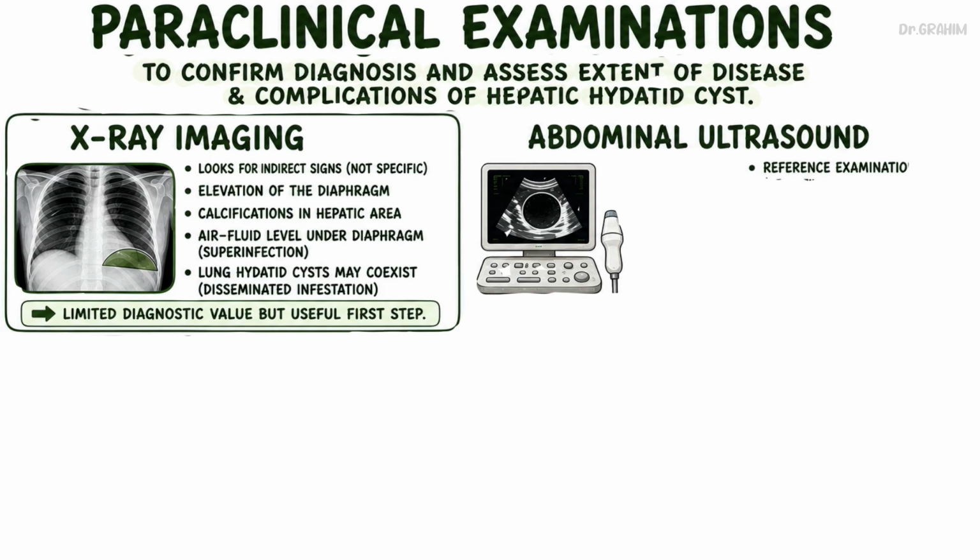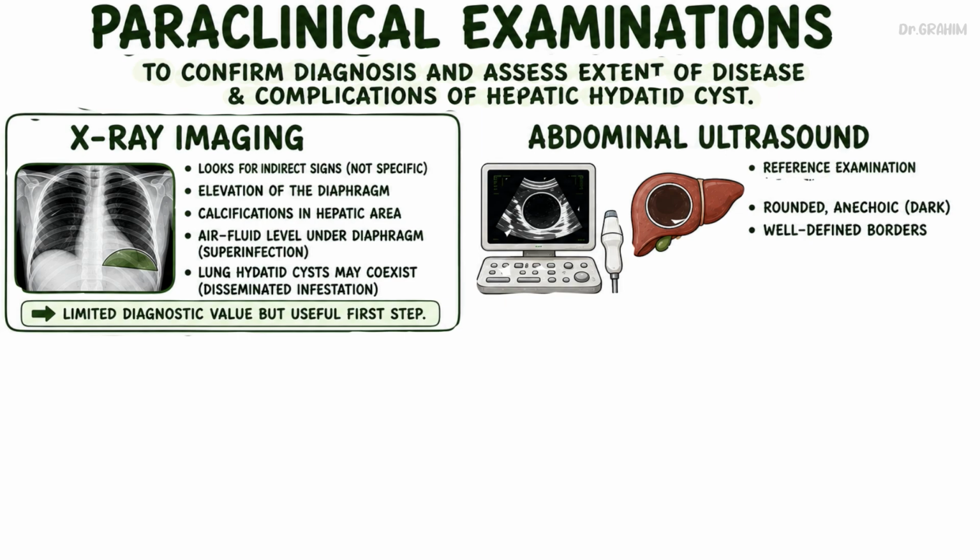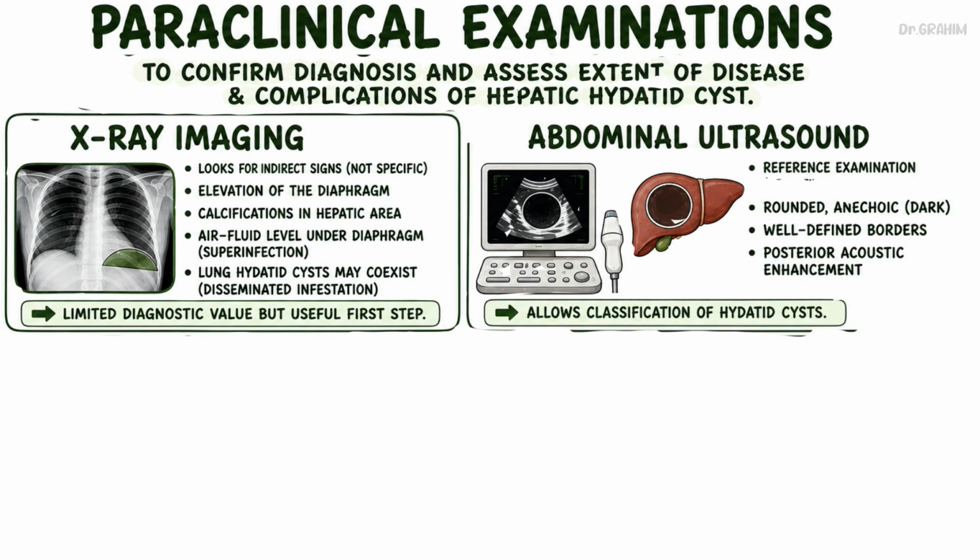It provides a clear image of the cyst, a rounded and anechoic, meaning it does not reflect echoes, appearing as a dark area, with well-defined borders, and with posterior acoustic enhancement due to the liquid content of the cyst, which intensifies echoes behind. Ultrasound also allows classification of hydatid cysts based on their appearance.